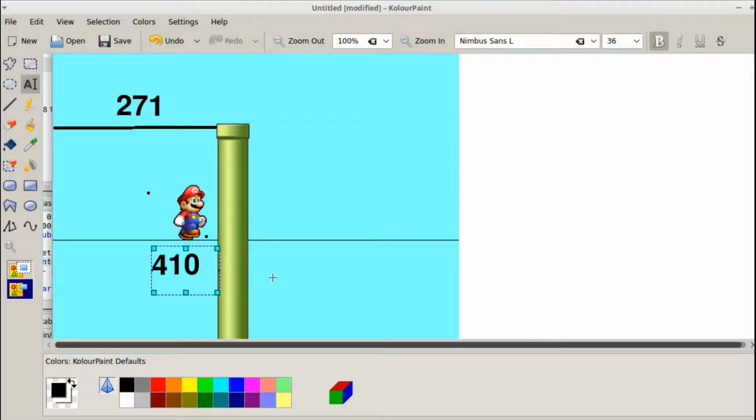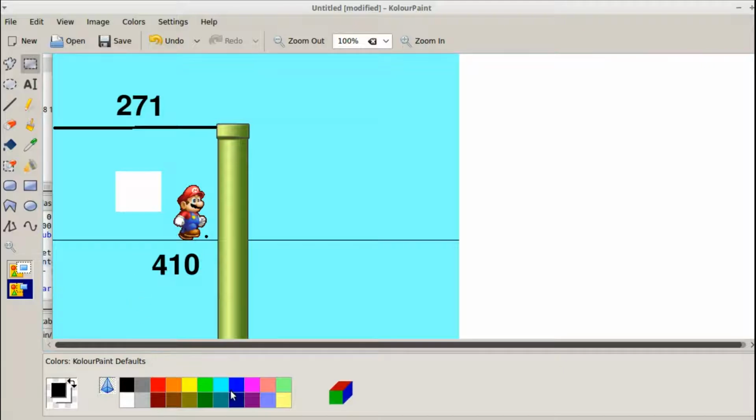This is 410. I don't know why I made a dot right there. Go away, dot. Don't want a hole in the atmosphere. So let's fill that in. Go away, hole in the atmosphere. Okay. Good enough.